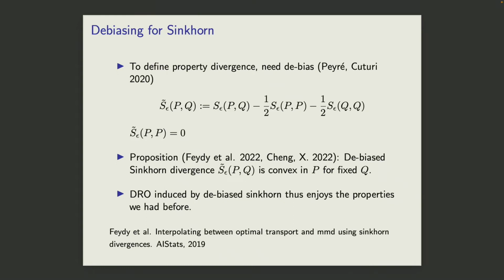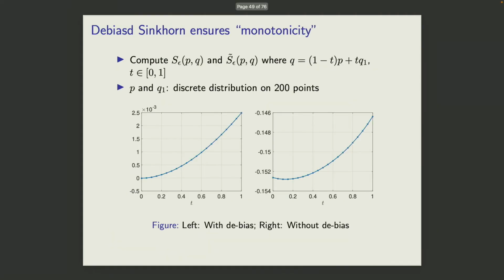And so it can be shown, we extend the argument in this recent paper, that the Sinkhorn divergence is convex. Again, we need convexity because we want to have all the nice properties. And so we can show that it's convex in P for a fixed Q. So in terms of our DRO formulation, this is useful. And then we can formulate a DRO with the de-biased Sinkhorn true divergence this way.